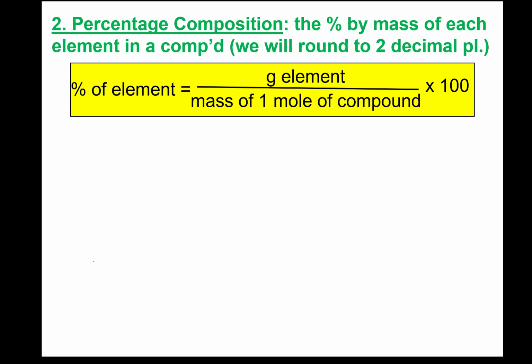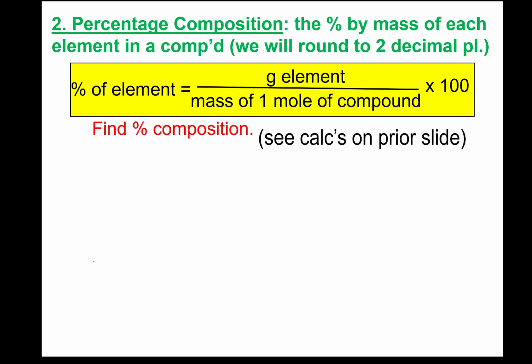The formula we use for percent composition is the percent of an element is equal to the grams of that element divided by the mass of just 1 mole of the compound times 100. This is similar to, I'll give you an analogy, if I have a cake and I cut it into 10 slices. If I eat 1 out of 10 of those slices, I have eaten 10%. So if I have a compound with 2 elements, I figure out the mass of one of those elements in the compound divided by the total mass of 1 mole of that compound times 100, that gives me the percent of that element.